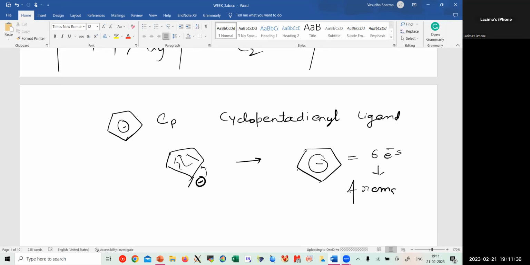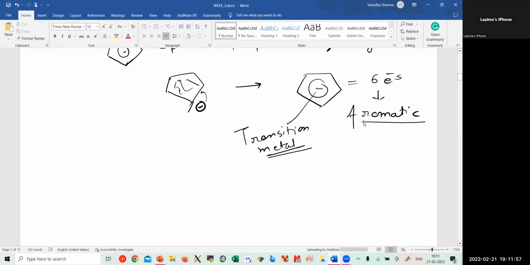This becomes highly negative and a very good nucleophile, or ligand we can say, to interact with your transition metals, which can be in higher oxidation states or any oxidation state. We are looking into the orbital picture of the ligands, and to form any complex, ligand orbitals have to be similar to your metal orbitals.